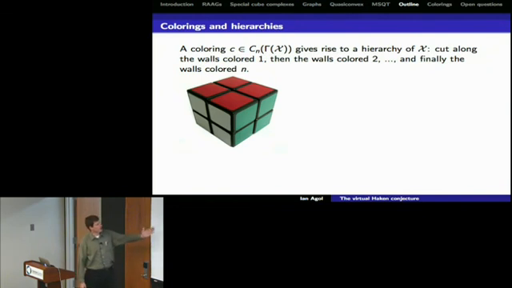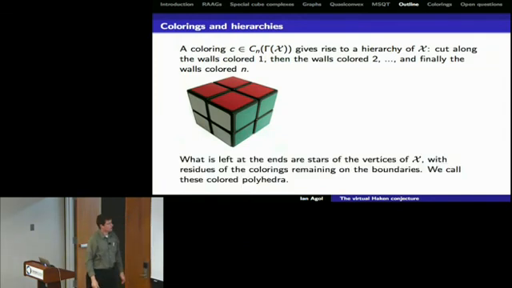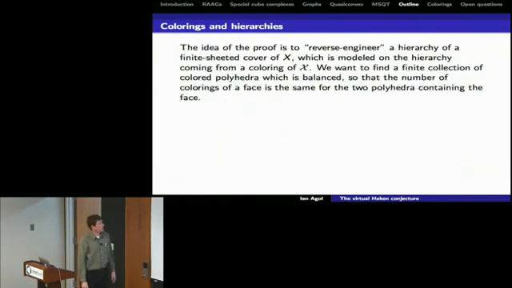So in the end, we get these sort of colored polyhedra that come from chopping up the cubes, and they'll have these colors on the faces. So these are just the stars of the vertices of the complex, and I call these colored polyhedra. So the idea of the proof is to reverse engineer a finite-sheeted cover of it by reverse engineering a hierarchy, which is modeled on the hierarchy coming from the coloring of X.